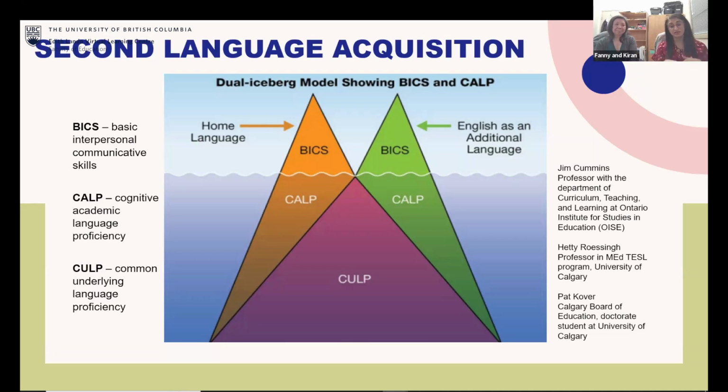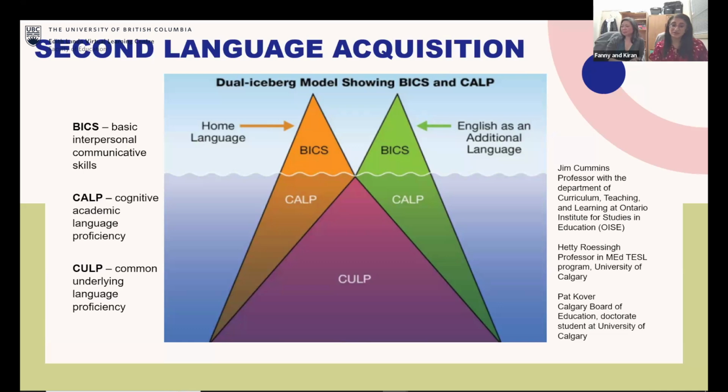Underneath the water, underneath the bottom of the iceberg, is our CALP, our cognitive academic language proficiency. Our BICS, our social language, often takes about 1 to 2 years for students to develop, but our cognitive academic language proficiency can take much longer. Older research shows that it can take about 5 to 7 years or so. Some research indicates even longer than that for students to get to grade level proficiency, which shows the importance of really targeted ELL support for a number of years for our students.